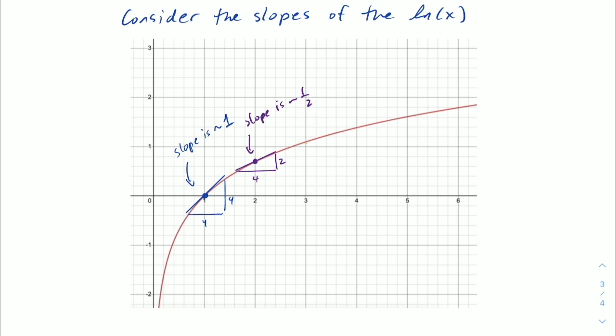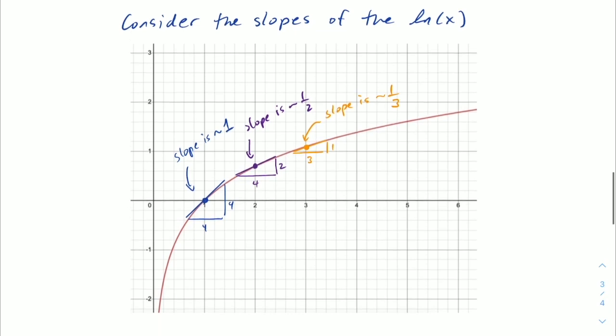Now we'll go to 3. If we look at this slope, we go over about 3 boxes and up about 1. So the slope is approximately 1/3. Okay, so at 1 it's around 1, at 2 it's around a half, and at 3 it's around a third.